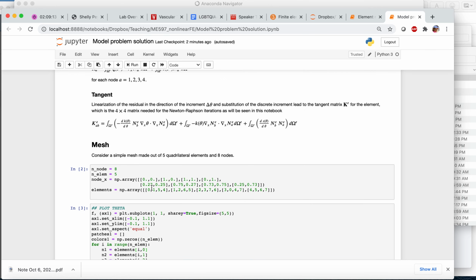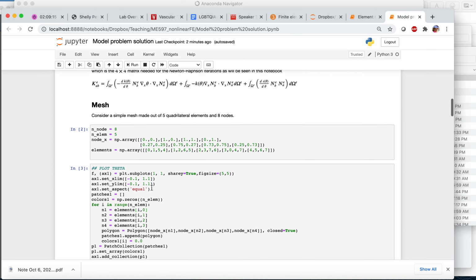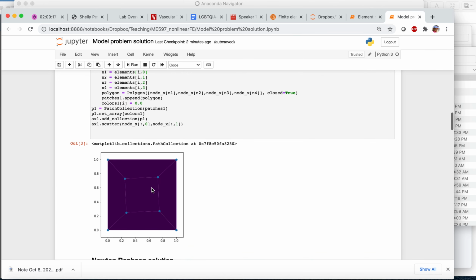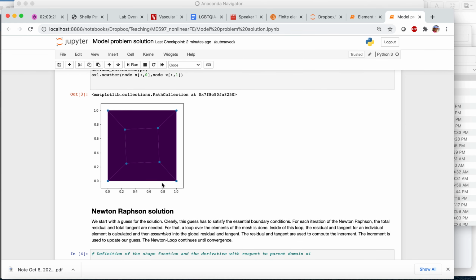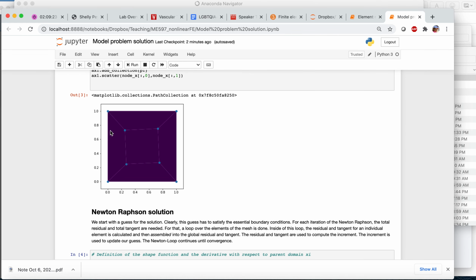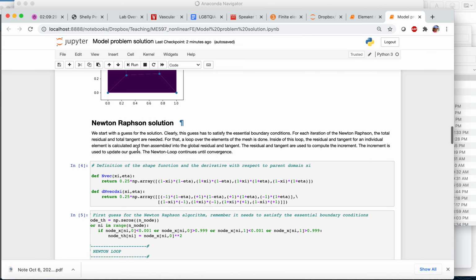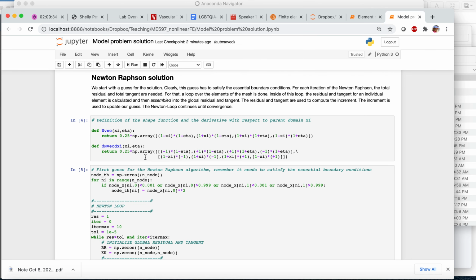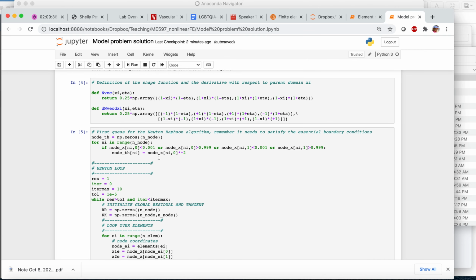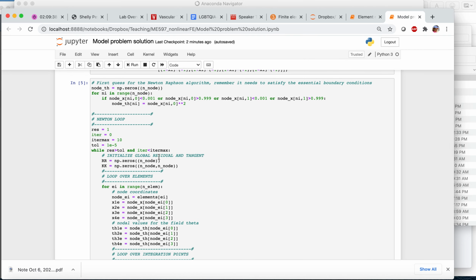This is the mesh. I also have the same mesh in the video. I'm just plotting the mesh, so this is what the mesh looks like. In this case, I have essential boundary conditions over the outer boundary, and I'm going to initialize the inner nodes to be 0. So I need my shape functions for the quadrilateral element, and this is the key part. So how do you do that? How do you solve the problem?